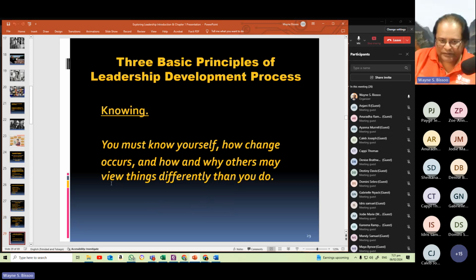All right, so there's a process now that we want to look at in terms of trying to get the basic model going and developed. We start first with the knowing part of the process. You must know yourself, you must know how change occurs, and you must know why others view things differently than you. That's going to be important. So we go back to that self analysis that we all have to do. You must know who you are. You must understand why and how change takes place and why other people see things differently to the way you do. That's going to be really important.